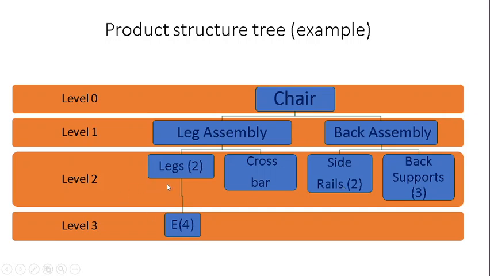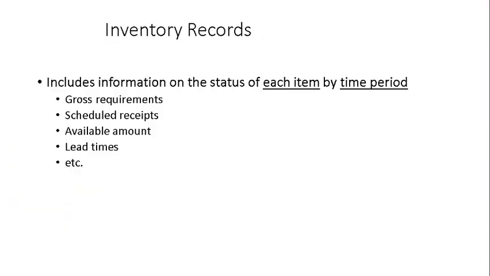And we can continue this way until we split all the components into that structure in order to depict, first of all, the requirements, and second, the number of items or sub-items that are required for each level. And the third input for our MRP is the inventory records, which is anything related to our inventory, about requirements, about the receipts that we're waiting to receive, available amounts, lead times, anything related to each item by time period.